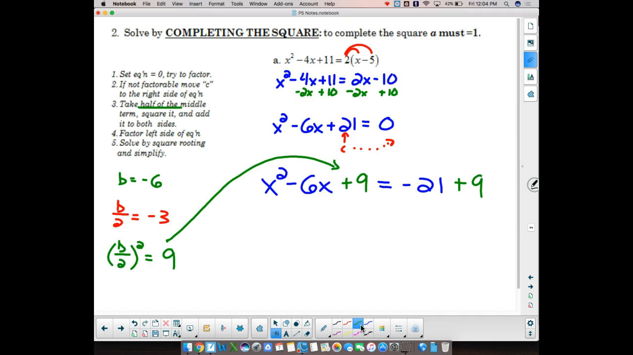Now, here's the cool part. This left side factors to be x minus 3 quantity squared, which is why I do that sidebar. Because this red number is going to be in my factored form. This green number is going to be what fills my gap and puts it on both sides. And so then that's going to equal negative 12.